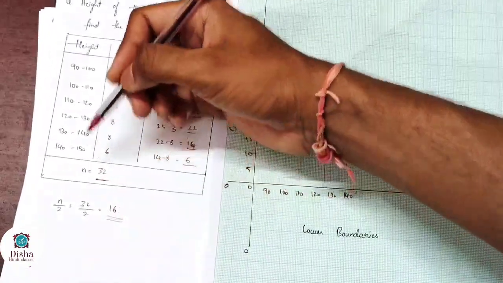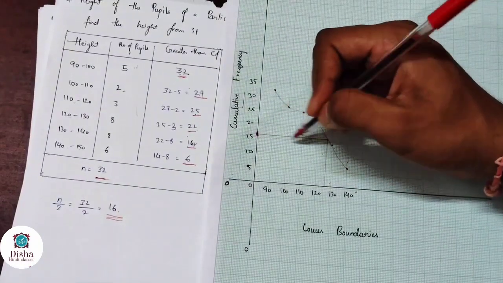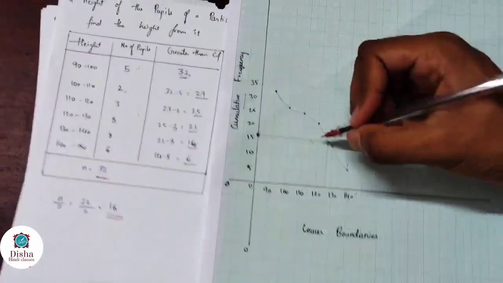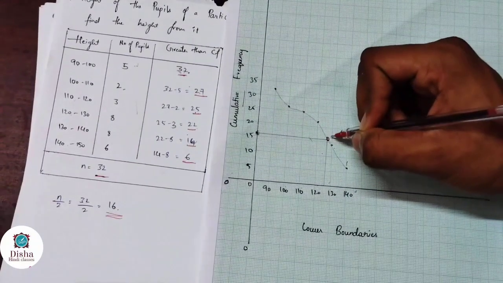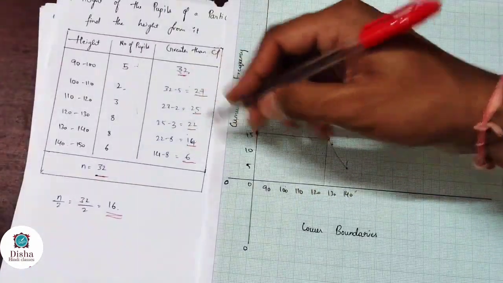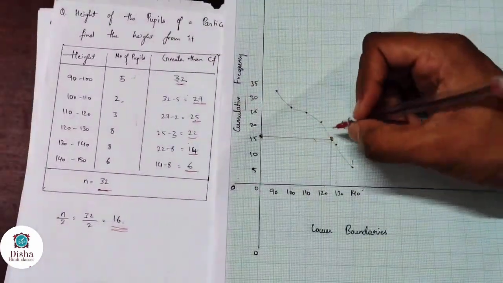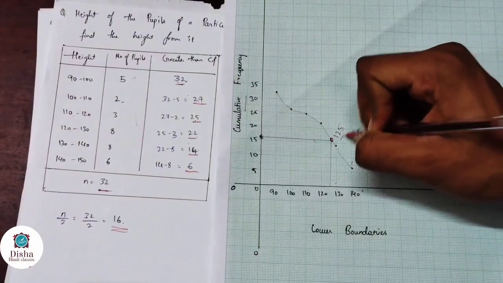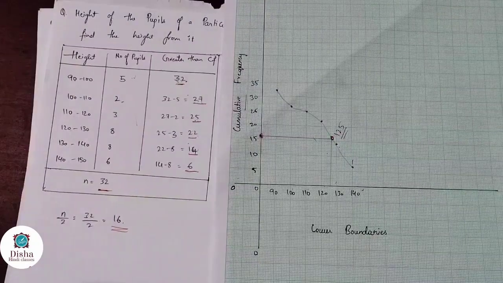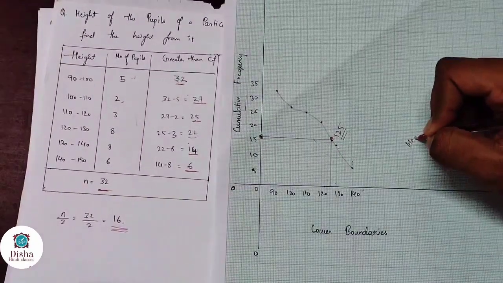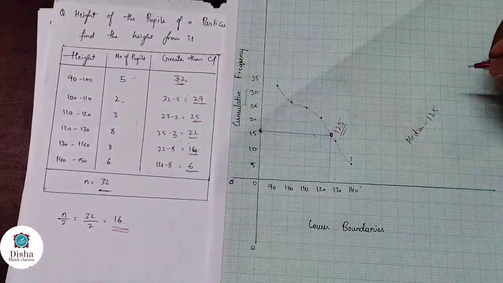Now we have to find the median. So what is n by 2? n by 2 is 32 divided by 2, that is 16. So this is 16 on the y-axis here, and we'll draw a horizontal line and it will be intersecting here. So this is the median of this given table, or the median height. Okay, so what it is? 125. The median of the pupils is 125. Median equals 125.